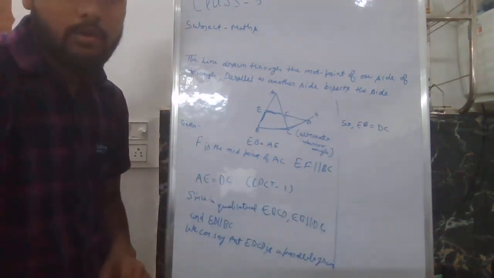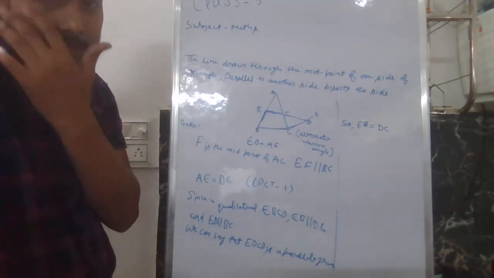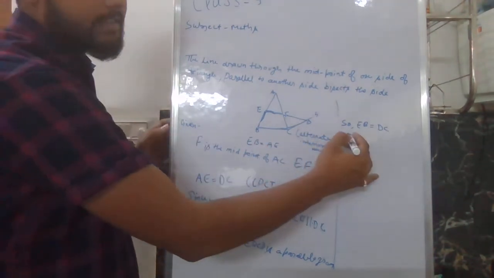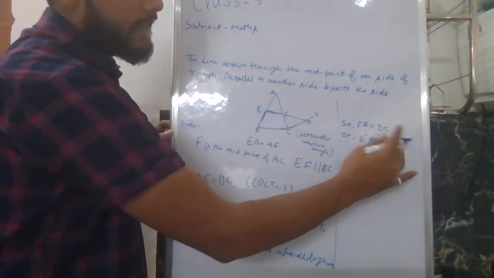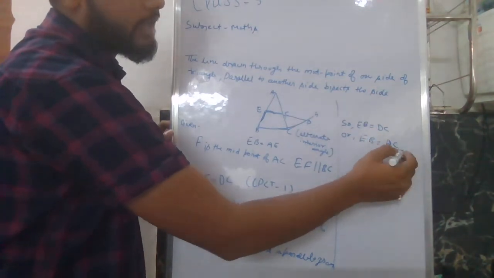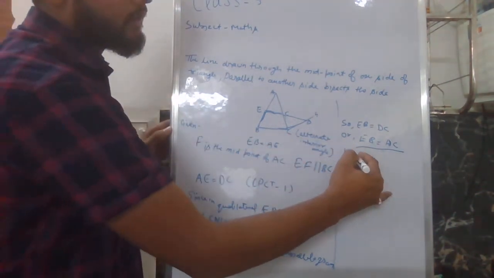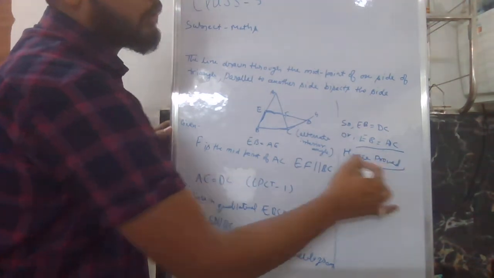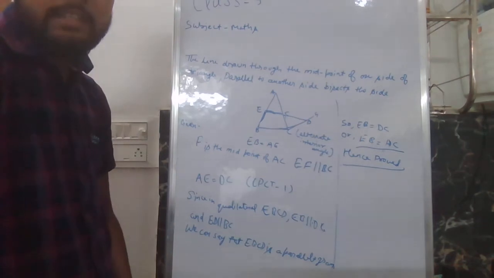Okay, so what we have to do here, we can say that EB is equal to AE. So this will be the proof of our theorem. So here the theorem is proved. So it will be like EB is equal to EC. So this is the form 1.